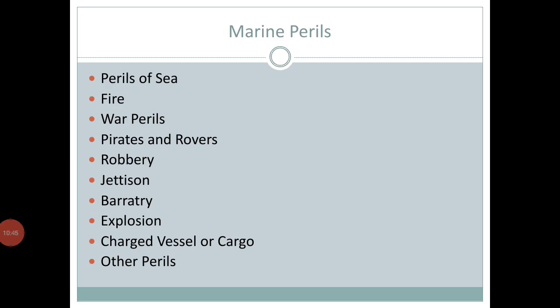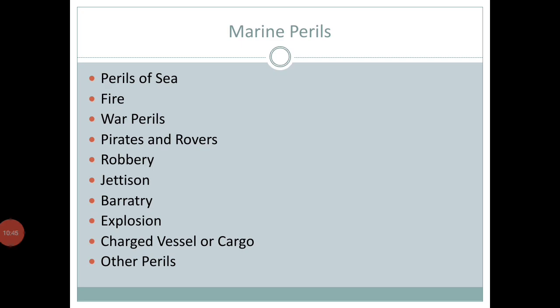Then robbery. A planned and violent dacoity on the ship is called robbery. The losses or risk caused by robbery is included in marine perils and the insurer is liable to indemnify it. However, if the robber is anyone of the workers or passengers on the vessel, then it is not considered as marine perils.